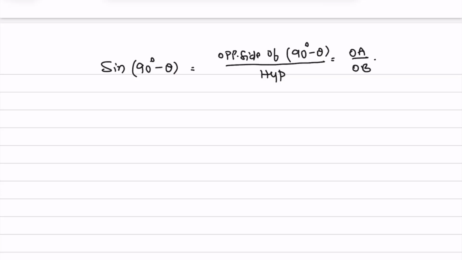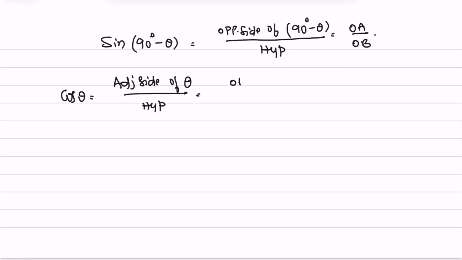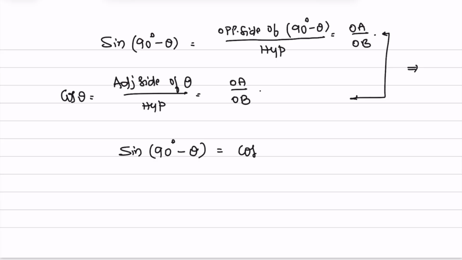But do you know what cos theta is? Cos theta is equal to the adjacent side of theta divided by the hypotenuse. What is the adjacent side of theta? That is OA, so OA by OB. From these two, geometrically, we have proved that sine 90 degrees minus theta is equal to cos theta.